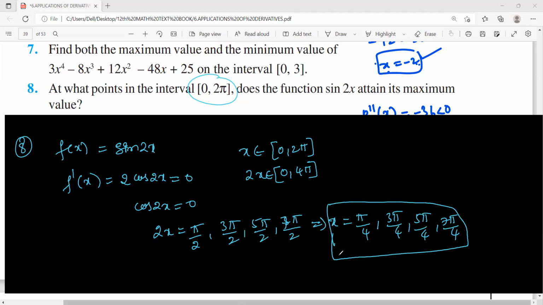Is that okay? Yes, sir. Here x is 0 to 2 pi, so 2x is 0 to 4 pi. Till 4 pi I need to check. So till 4 pi I checked it. These are the 4 points I got. Now, at what points in the interval 0 to 2 pi does the function sine 2x attain its maximum value?